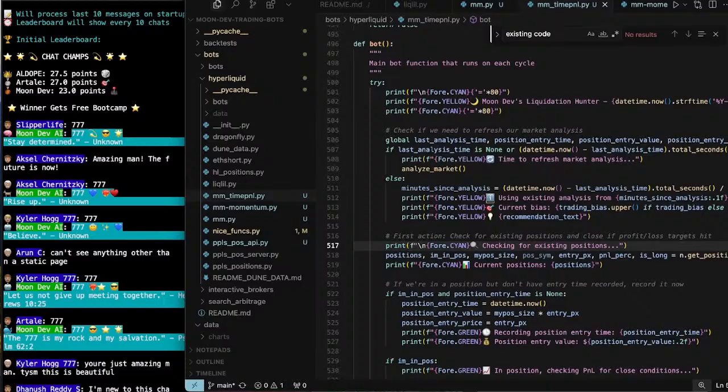Let's read through this. PPM configuration parameters: profit per minute target, 0.2. Profit per minute stop, -1. Minimum time in position, maximum time in position. PPM calculation here. So we got a PPM close now, looks like.